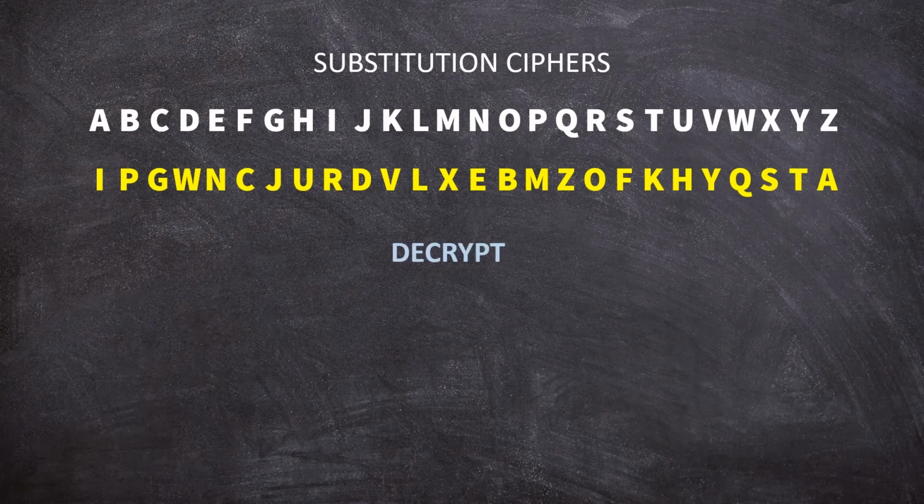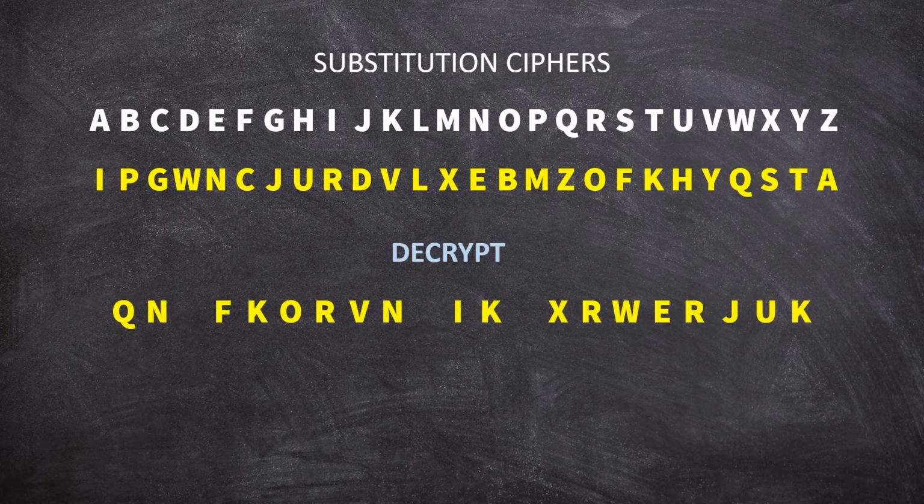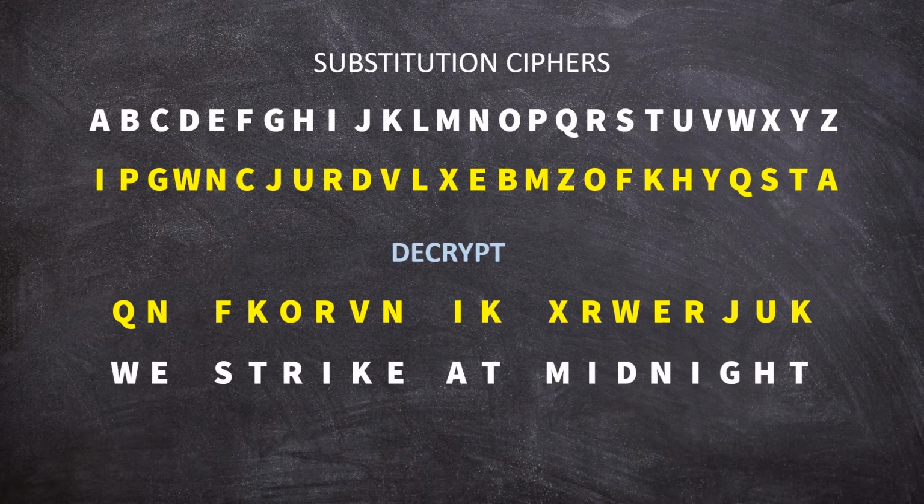And decryption is done using the same method, but in the reverse direction. In this case, we start with the encrypted message, and we look up each character in the substitution alphabet and use its index to find the correct letter in the original alphabet.